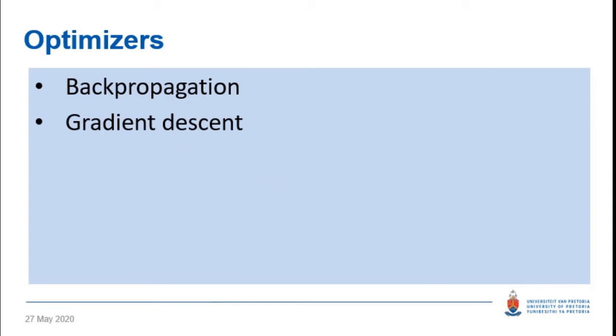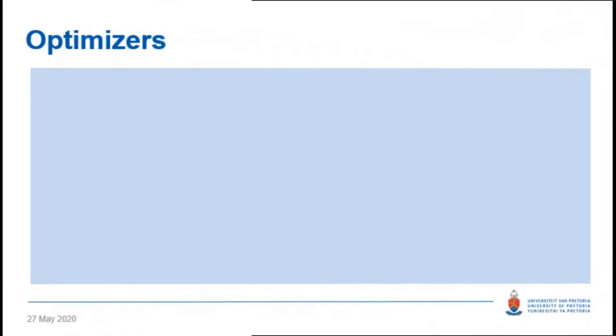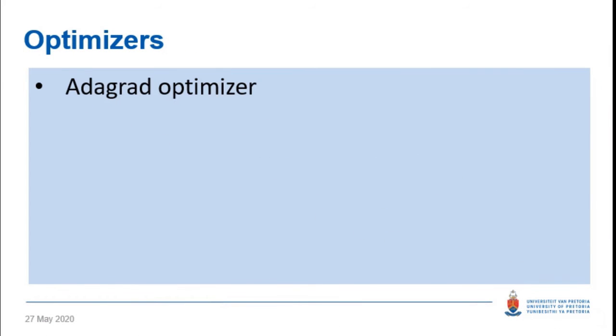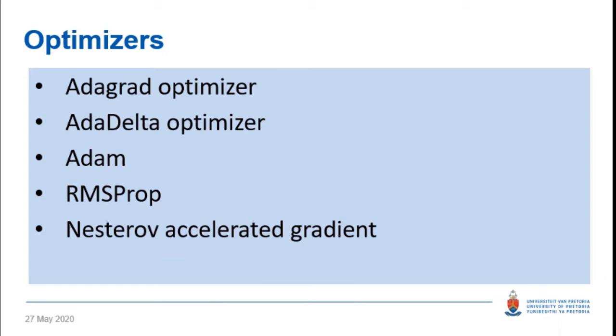Other optimizers that are commonly used are gradient descent, stochastic gradient descent, mini-batch gradient descent, momentum, Adagrad optimizer, Adadelta optimizer. Adam is one of the most efficient optimizers that can be used. It's also one of the quickest optimizers in terms of implementation time. RMSprop, Nesterov accelerated gradient.